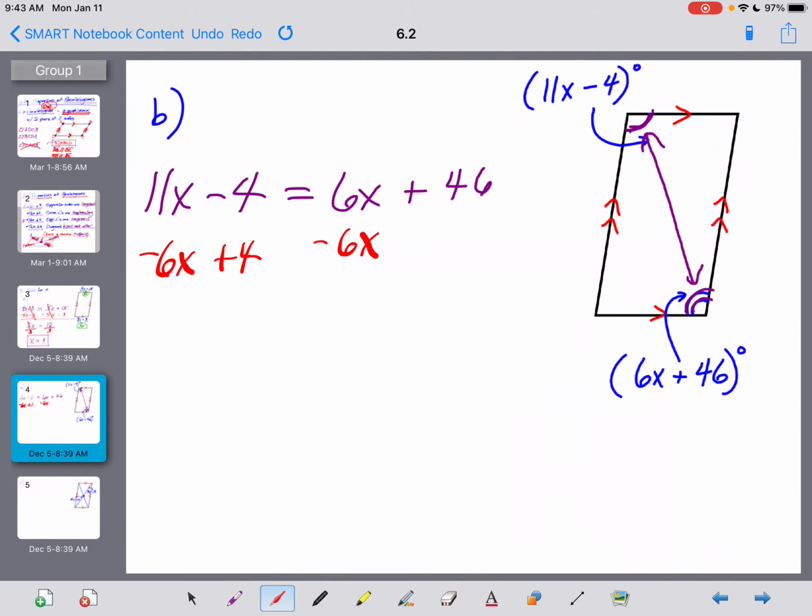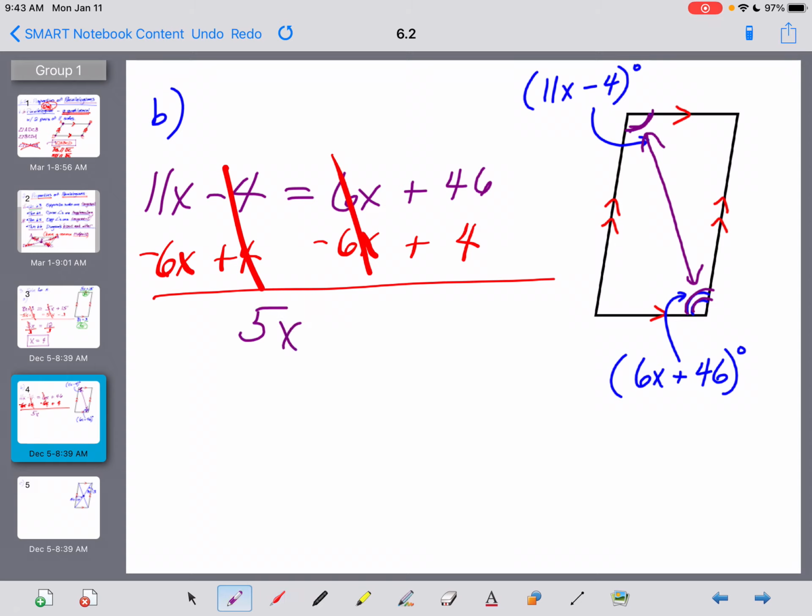I'm going to add a 4 on the left and a 4 on the right to balance that out. 4's on the left cancel, 6x's on the right cancel. 11x minus 6x is 5x, 46 plus 4 is 50, and then quickly we'll divide both sides by 5. And we're going to get x is equal to 10.